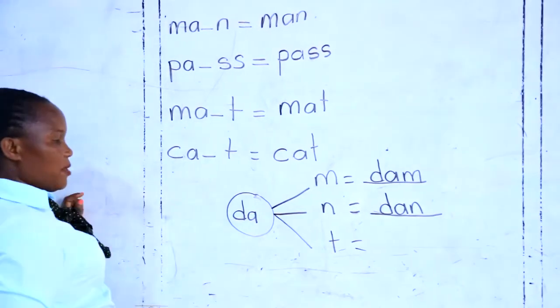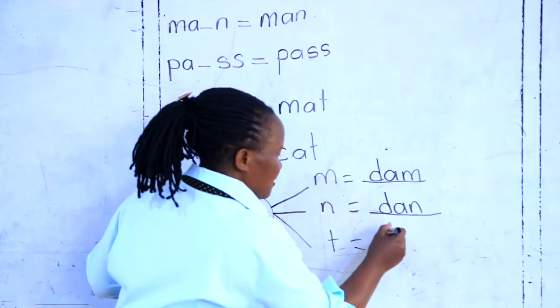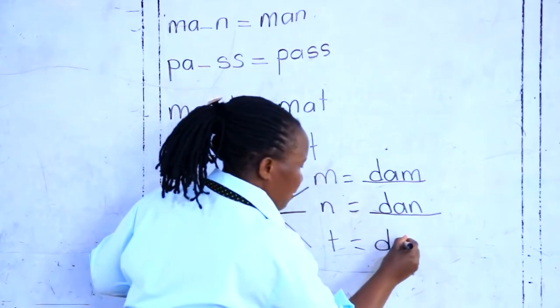Can you make this one? Dutch. Dutch. The word is Dutch. You write the word Dutch.